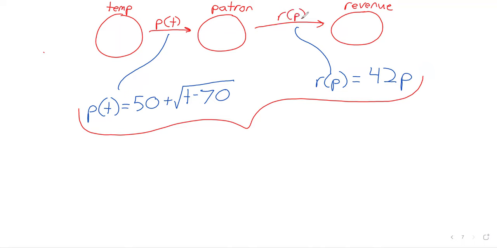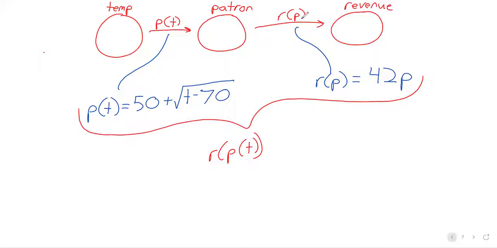And again, composition is written in reverse order. So it's R of P of T. So giving us a little space to work with.